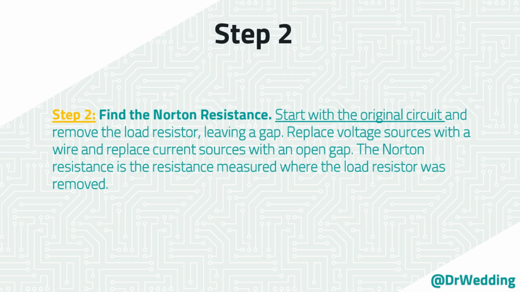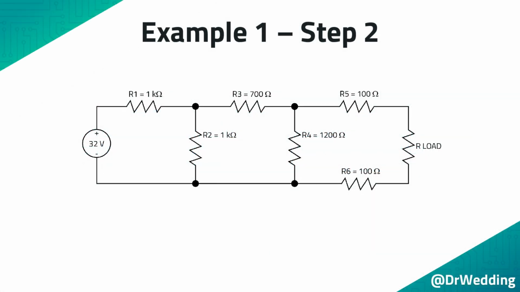Step 2. Find the Norton resistance. Start with the original circuit and remove the load resistor, leaving a gap. Next, replace all the voltage supplies with a wire or 0-ohm resistor, and replace all current supplies with a gap or an infinite ohm resistor.